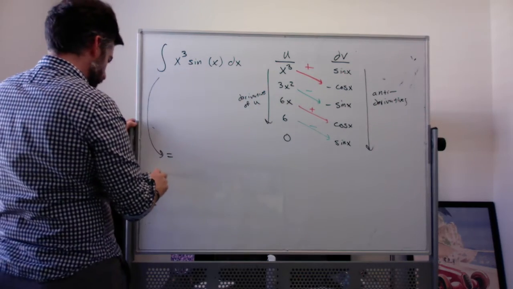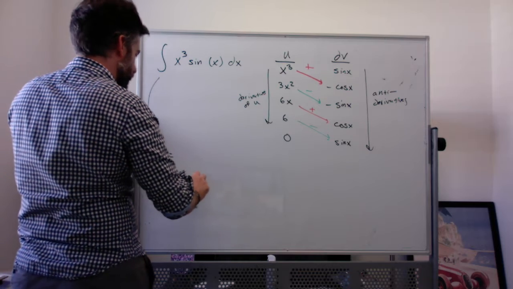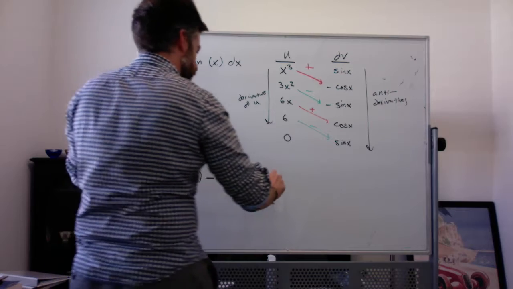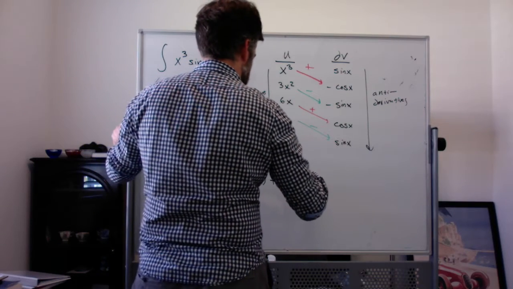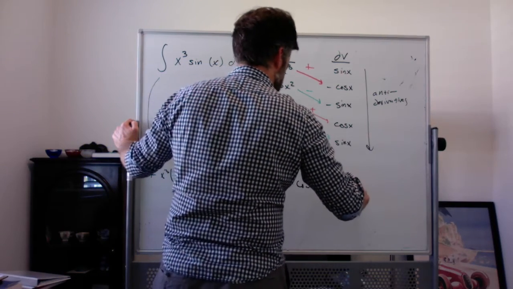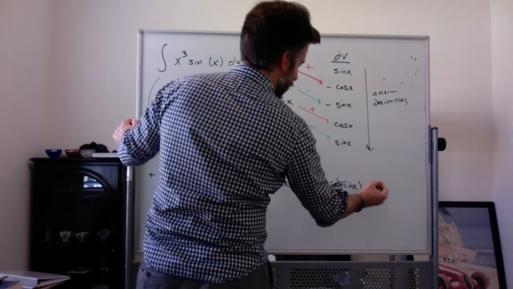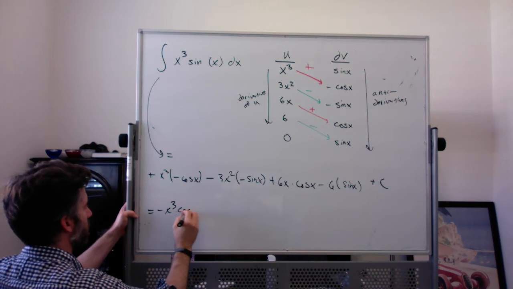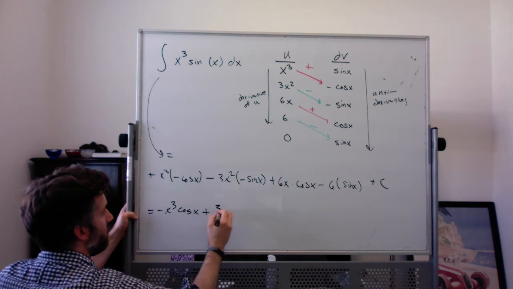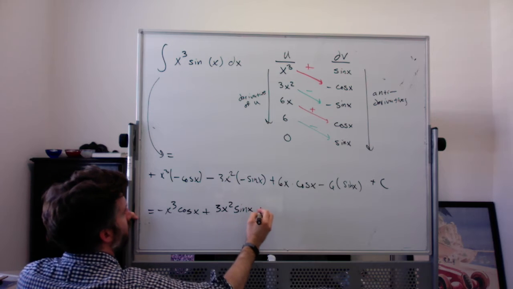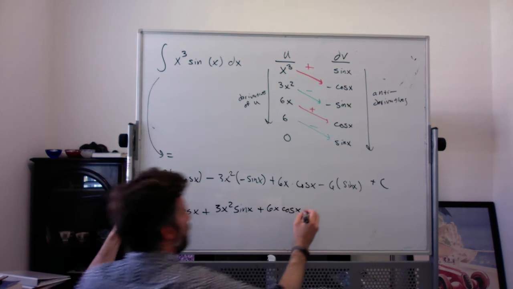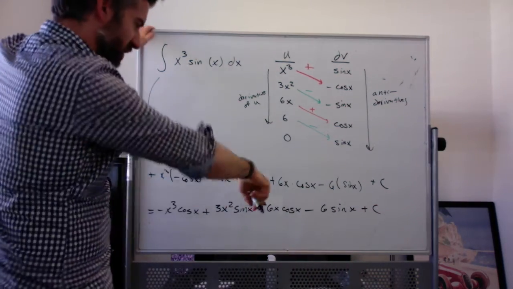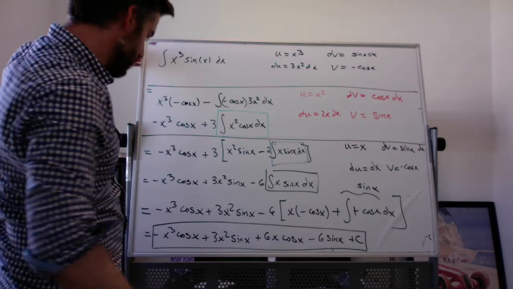plus x cubed times negative cosine x minus 3x squared times negative sine of x plus 6x times cosine x minus 6 times sine of x. I feel like I might have missed the last sign there. Plus c. So I end up with negative x cubed cosine of x plus 3x squared sine of x plus 6x cosine of x minus 6 sine of x plus c. Let's compare that. It should be the same, but I feel like I made a mistake. Nope, I didn't. Exactly the same.